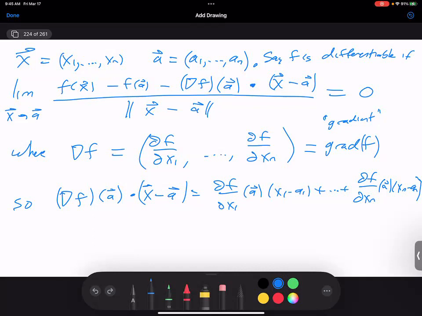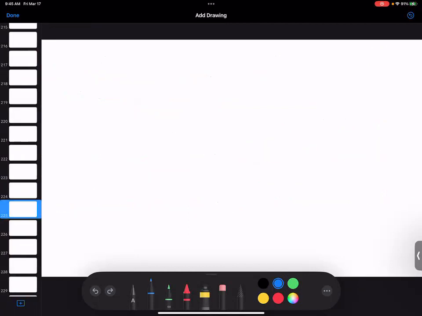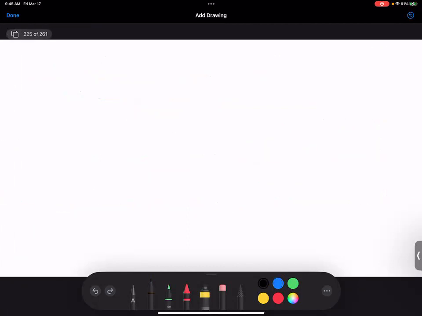You can't have this in one dimension because you really can't approach in different ways. Well, the best you could do in one dimension, you should always have examples of non-differentiable functions. In one dimension, consider f of x equals the absolute value of x.